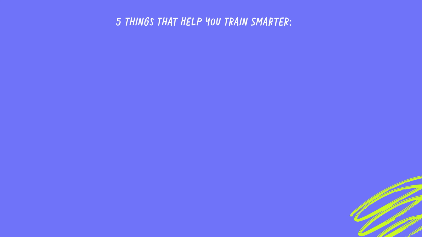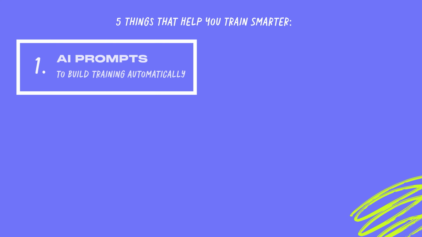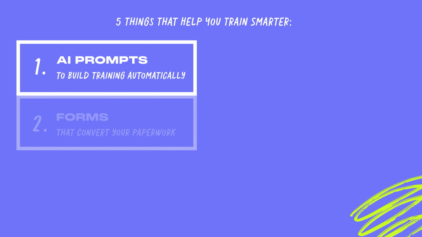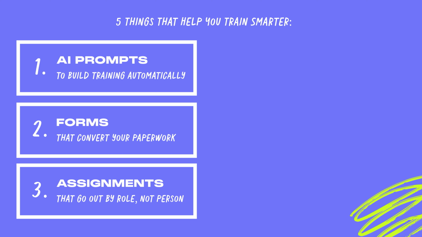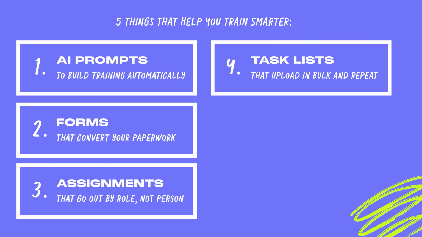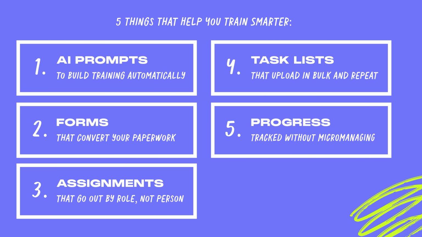Okay, let's recap. We covered 5 steps to save hours on training by turning repeatable tasks into repeatable systems. Use an AI prompt to build training. Convert your paperwork into mobile forms. Assign by role so nothing falls through. Upload task lists in bulk. And track progress without micromanaging.